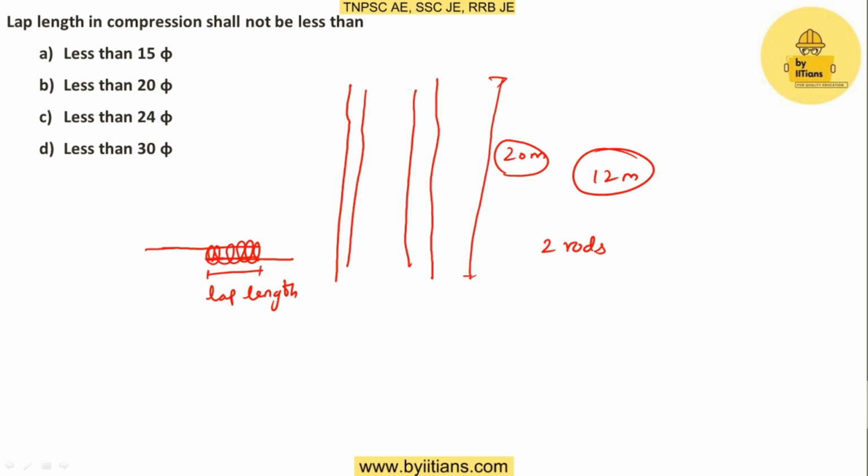So in the question they asked lap length in compression. So the lap length in compression according to IS should not be less than 24 dia.